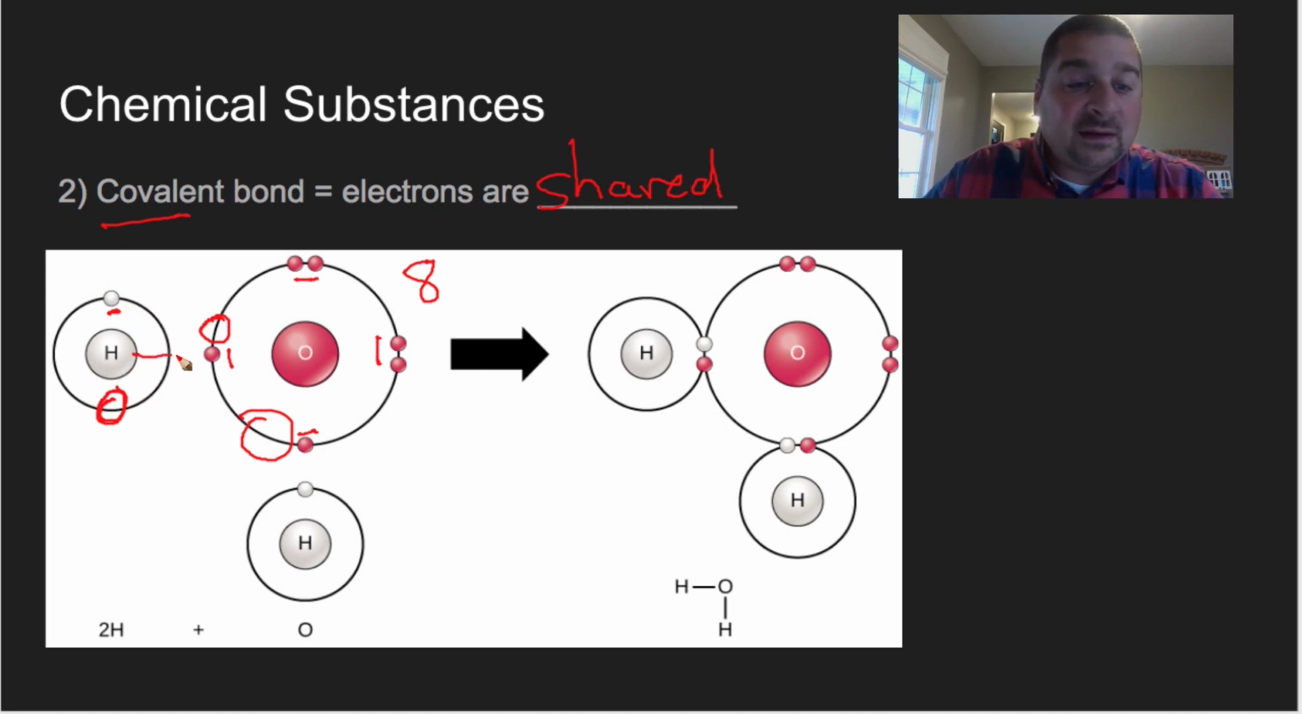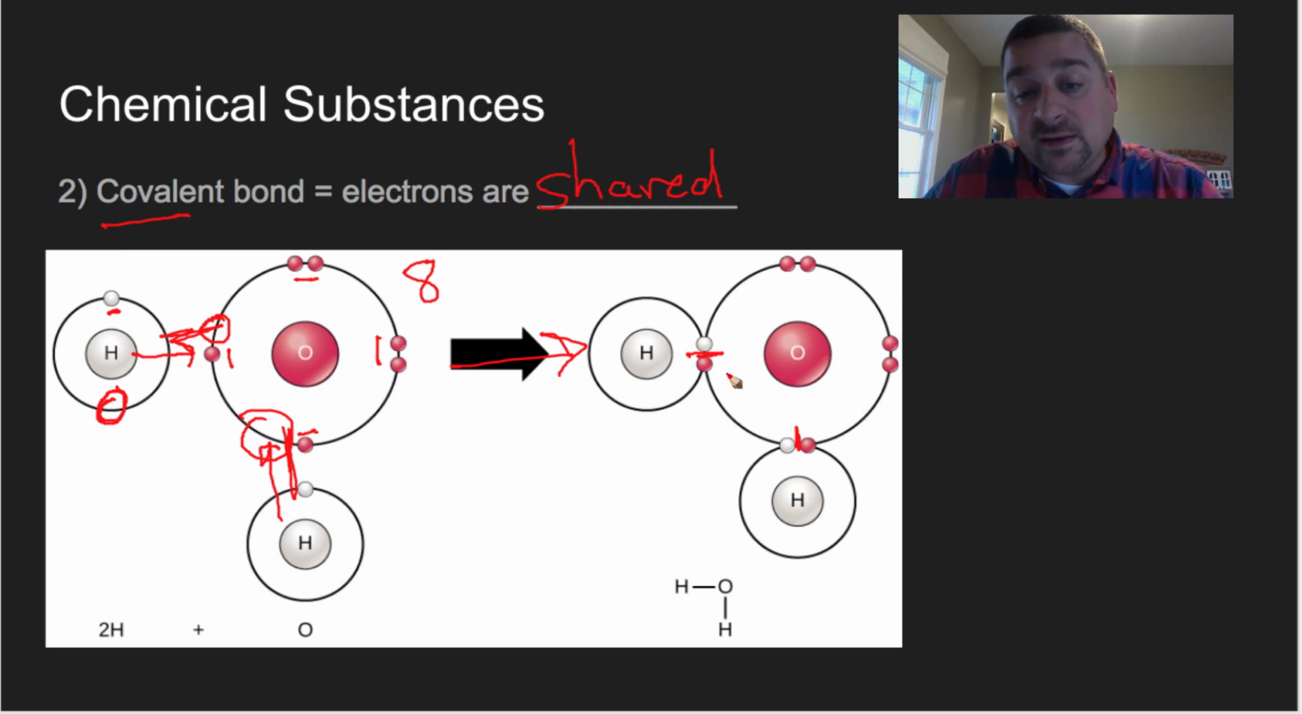So what it does is it cozies up to oxygen and shares this electron here, and another hydrogen cozies up to this spot down here. So over here you see this hydrogen sharing here and sharing here. That electron spends some time spinning around the hydrogen and some time spinning around the oxygen. It spends time around both atoms. They are sharing, and that forms a covalent bond that we call water, H2O.